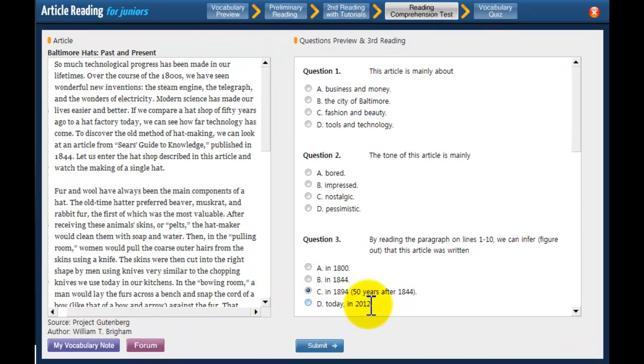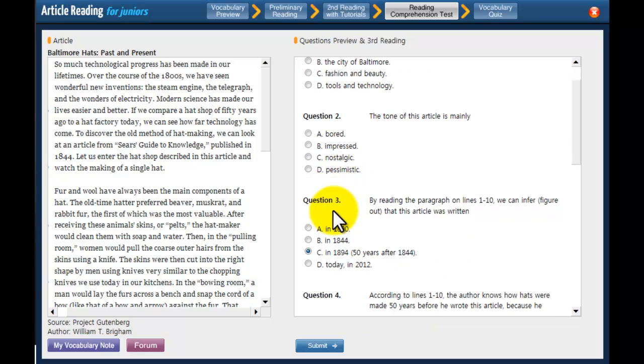The last one, 2012, doesn't make sense because it's talking about hat making 50 years ago, which 50 years ago from today would be 1962, right? Which is way after 1844. And I don't know how they would have written an article about future hat making processes in 1844.